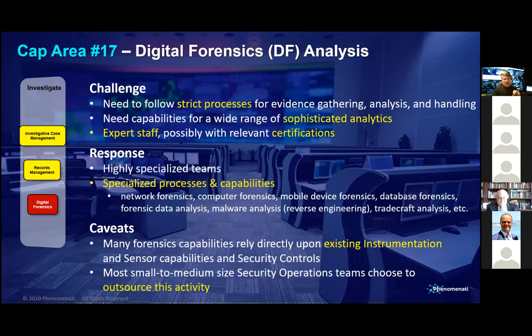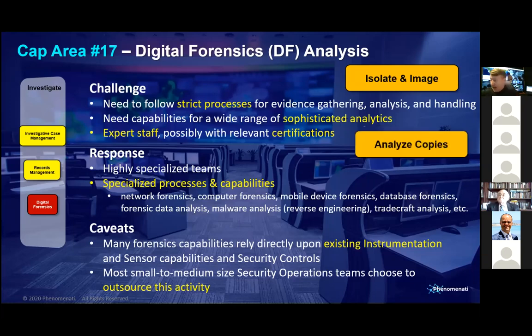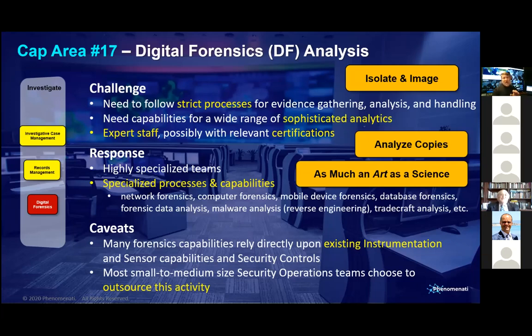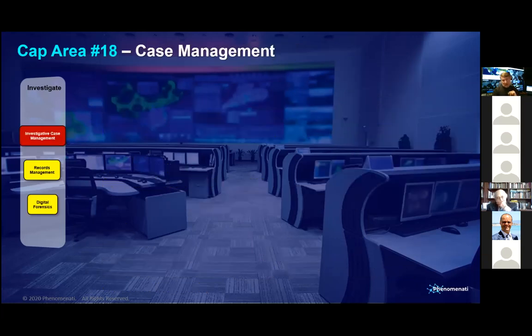It does rely on our existing instrumentation, because without that instrumentation, we're not getting the evidential artifacts. First and foremost, as a takeaway, isolate and image whatever you feel has been compromised. Secondarily, you want to analyze the copies. You do not want to analyze the original artifacts because they won't be admissible. And it is, again, very much an art versus a science, because you're working against sophisticated adversaries who know what they're doing and understand how to hide themselves.